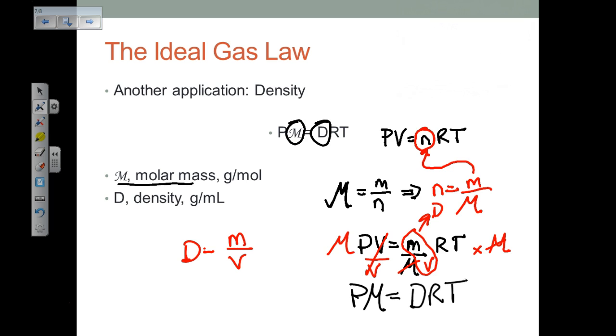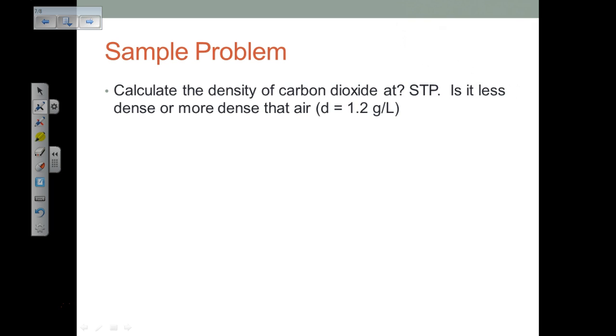And this only applies to the gas. Okay, we don't know. It would be different if it were a liquid or a solid. That we would have to use our classic, put it on the balance, find the mass, get the volume somehow. Okay, so let's look at a problem.